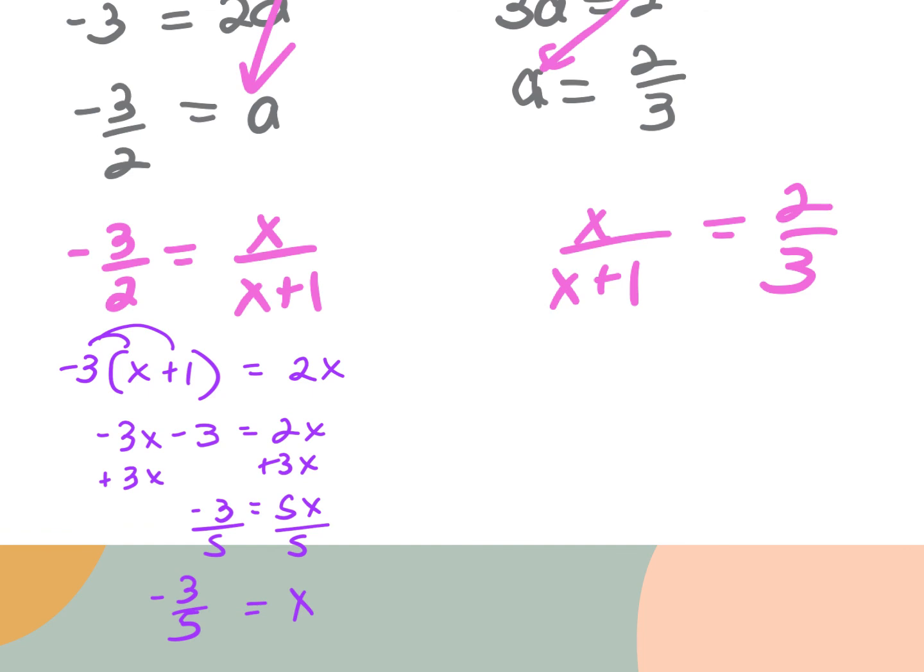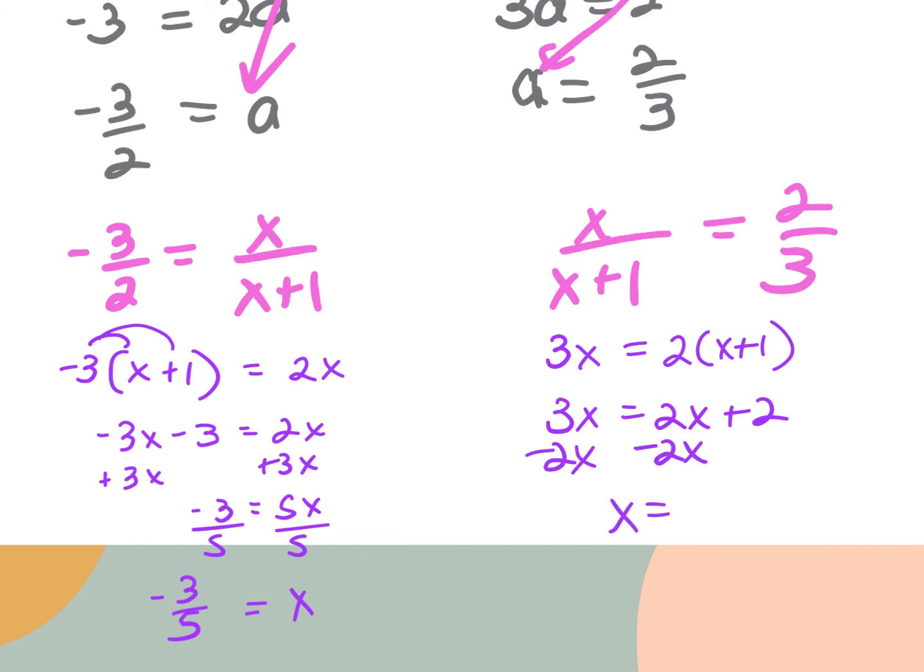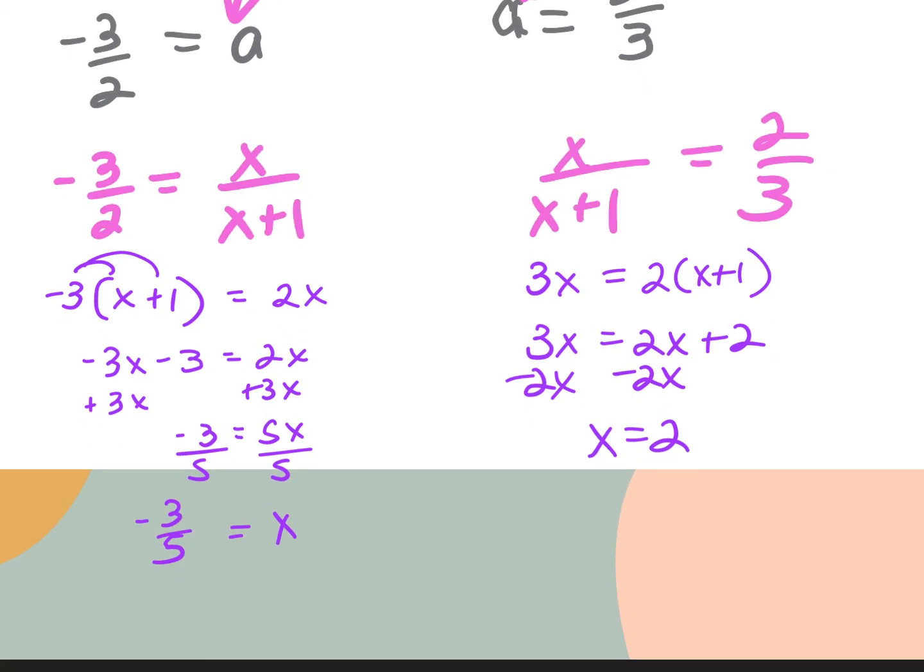Same thing on the other side. Cross multiply. 3 times x equals 2 times x plus 1. Distribute the 2. Subtract the 2x. And x equals 2.